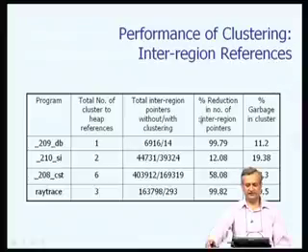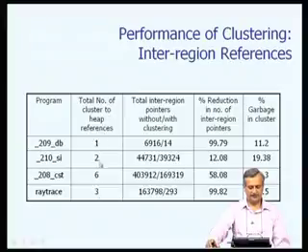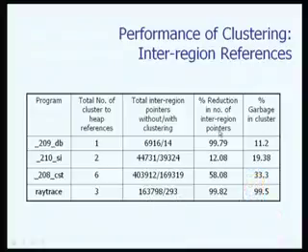The inter-region references from young to old, old to young, etc., also reduce drastically. So, for these programs, total number of cluster to heap references 1, 2, 6 and 3, total inter-region pointers without and with clustering, they reduce from 6916 to 14, 447312 to 39,000, 403,000 to 169,000, 163,000 to 293. So, percentage reduction is very high in the number of inter-region pointers.